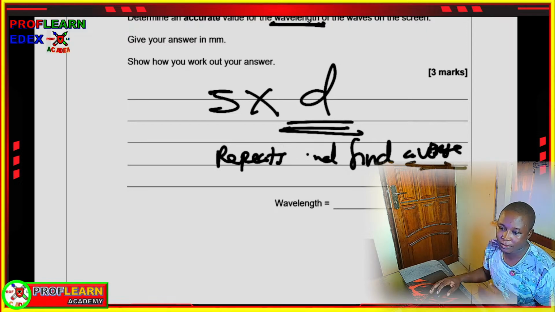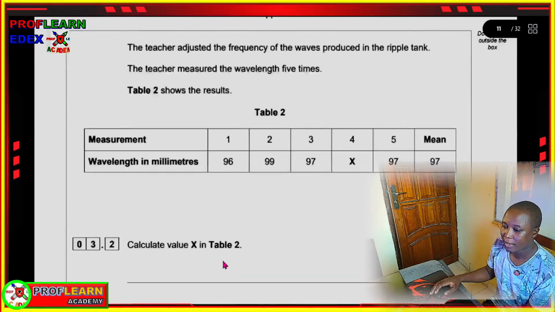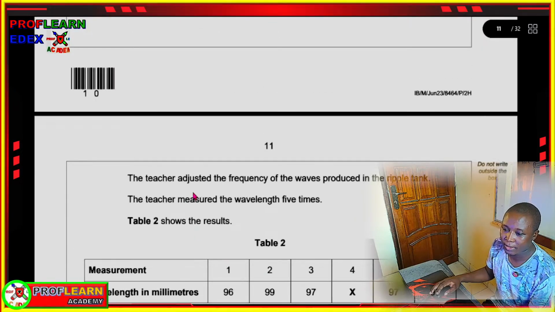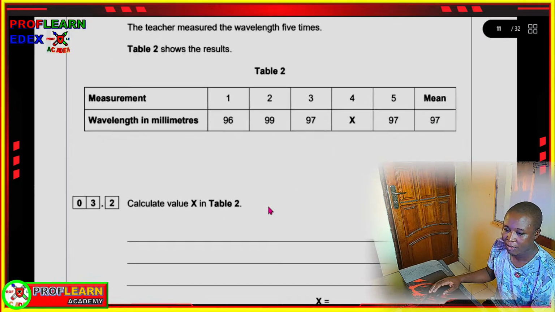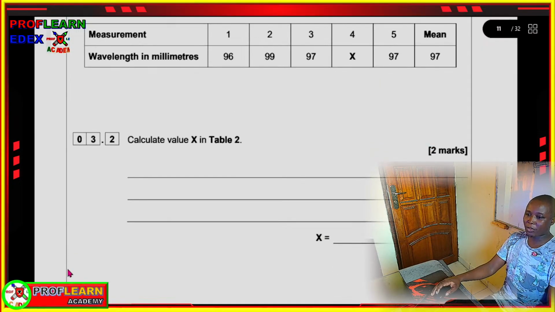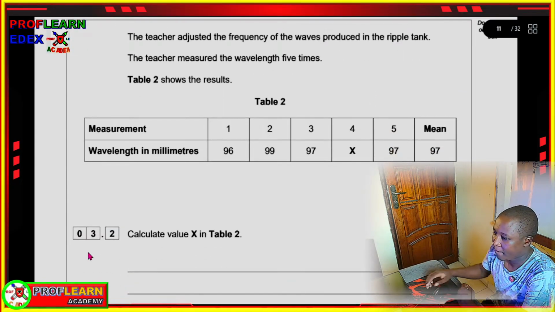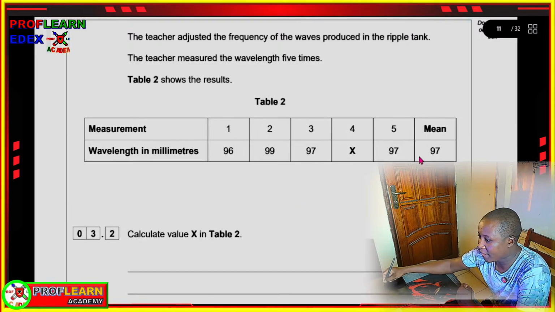All right, I've replied to you. Let's proceed, that's the next part. We are told the teacher adjusted the frequency of the wave produced by the ripple tank, and measured the wavelength 5 times. Calculate the value of x. We are told that the mean is 97.